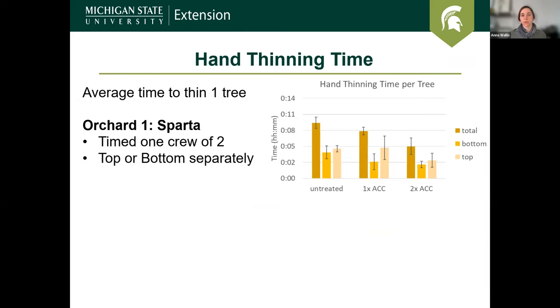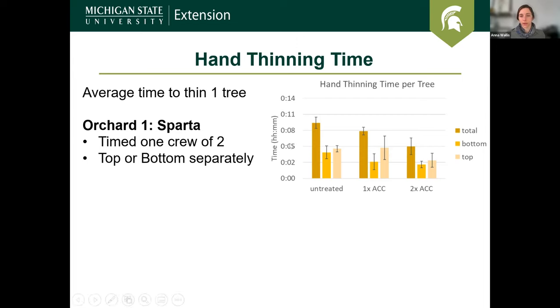The other thing that I did was evaluate hand thinning time in these two different orchards. I spent a whole day in each orchard following crews around and counting how long it took them to thin one tree and calculating an average time. In orchard one, I followed a crew of two and I evaluated thinning for the whole tree. And I also looked at top and bottom separately. And this is because we were seeing more thinning in the bottom of the tree instead of the top of the tree. And I was just interested in whether there was a difference in the hand thinning time.